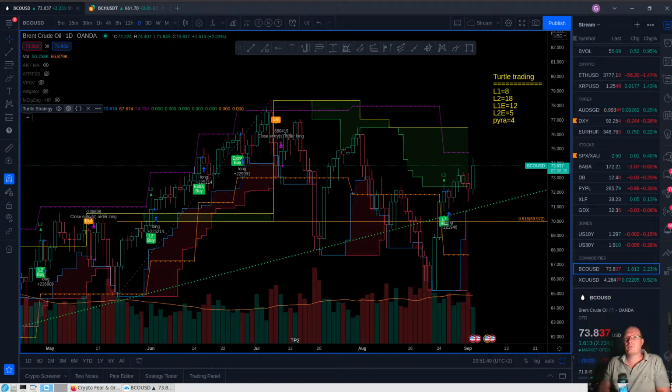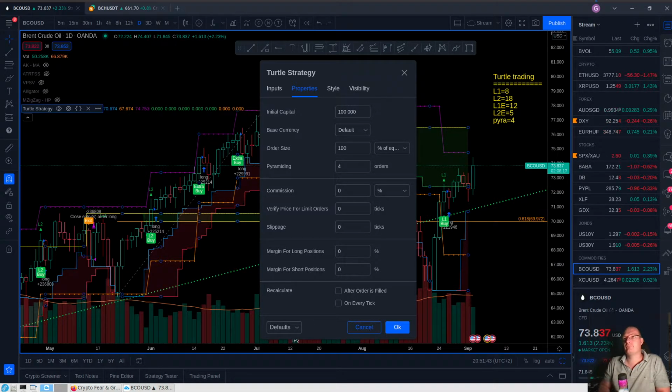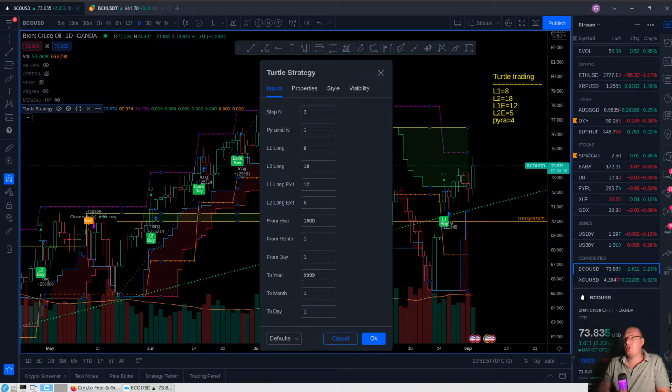Looking at the variables, I've pointed them out here in yellow on the right-hand side. So what do we have? L1 at 8, so we look for a breakout of the high of the last 8 candles. In this case, I trade on the daily chart. Why do I trade on the daily chart? Because it has the longest history. If you go to the 12-hour, the 8-hour or the 4-hour, TradingView cuts off the history at a given moment.